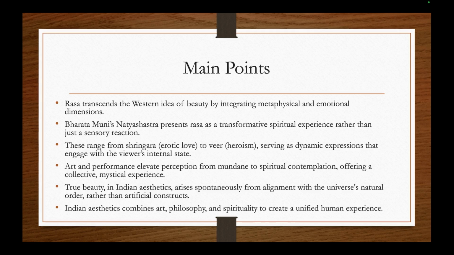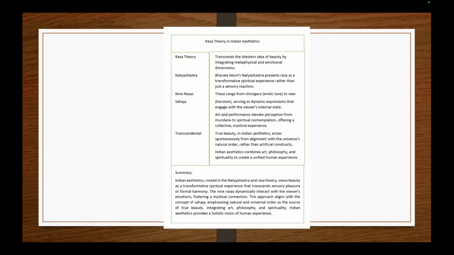True beauty in Indian aesthetics arises spontaneously from alignment with the universe's natural order rather than artificial constructs. Indian aesthetics combines art, philosophy, and spirituality to create a unified human experience. Now, these are the main points, and that's how we need to put them in the note format. That to the left. Now, what are the major words, the keywords here? That is Rasa theory, Natya Shastra, nine Rasas, Sahaj, and transcendental.